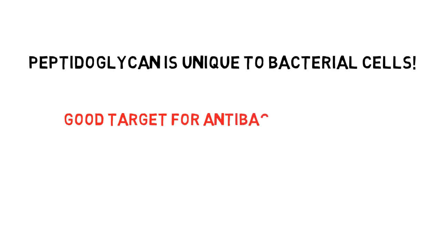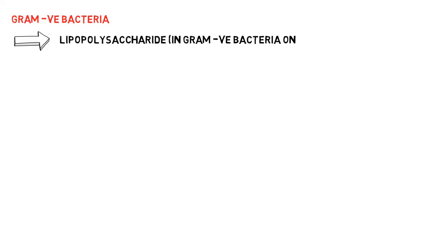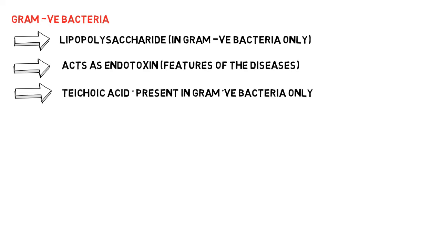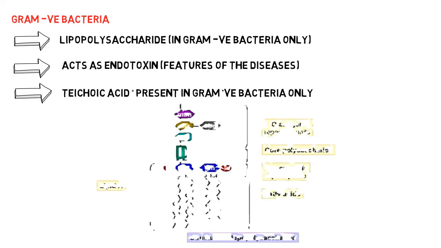Do you know what the fun thing is? Peptidoglycan is only found in bacterial cells and not in human ones, so it's a good target for antibacterial drugs. Gram-negative bacteria have lipopolysaccharide in their cell wall that acts as endotoxin, which is responsible for many features of the disease. Another difference between gram-positive and gram-negative bacteria is the presence of teichoic acid in the gram-positive cell wall, whose function will be discussed in the coming videos.